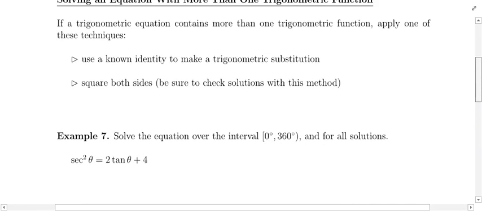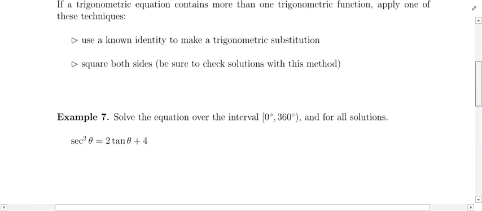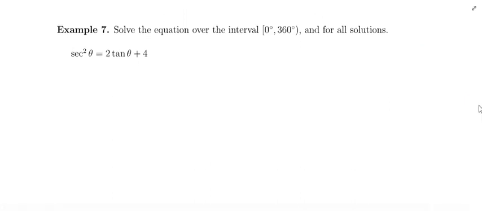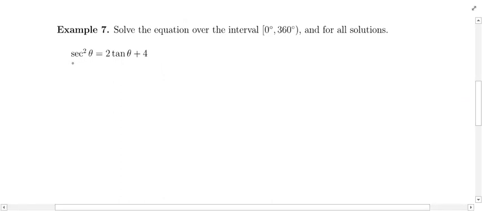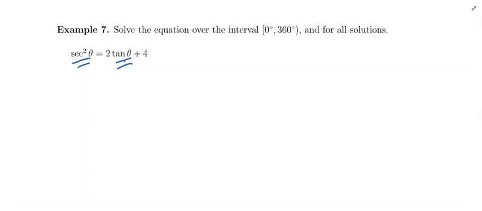This one, I'm going to use a known identity to make a trigonometric substitution. Why am I going to do that? Well, look at what we have. On the left side we have secant squared, and on the right side we have a tangent. It would be great if everything in the equation was secant or tangent. So my goal is to make everything secant or to make everything tangent, but I have to use a known identity that can make that happen.